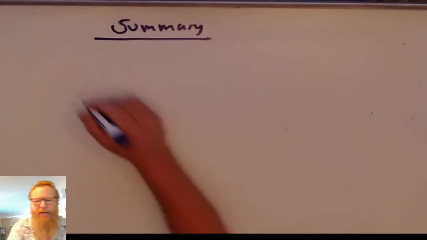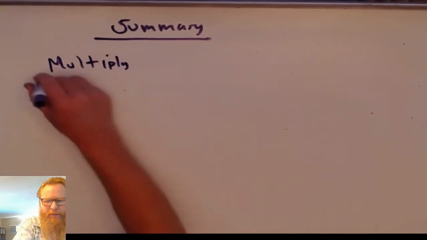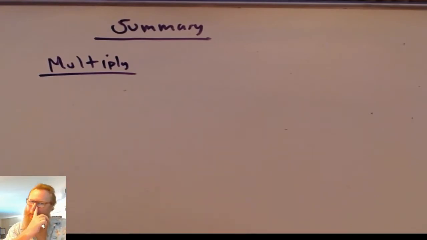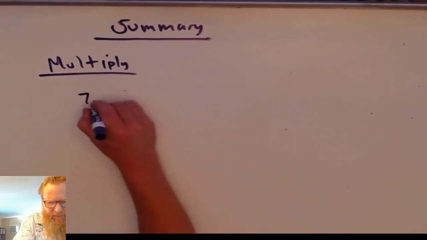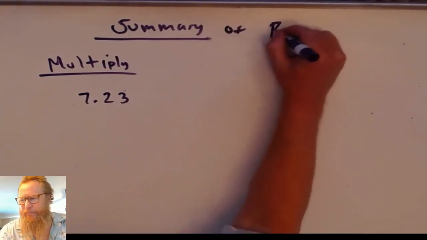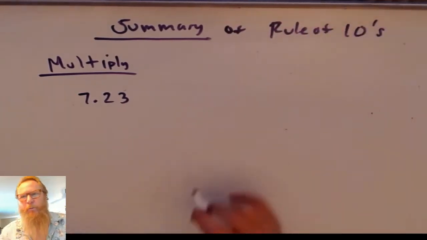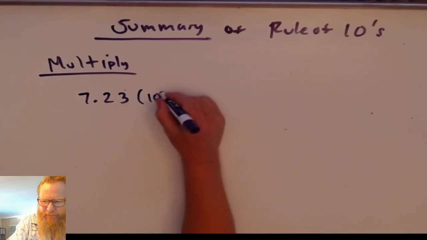So here's a summary. All right, let's start with multiplication. And let's just take a really simple problem and see if we can use that to straighten out what we're doing. So just pick a number, I don't know, 7.23. And I'm going to use the same number for all of these so that it hopefully will clarify what's going on. And it really doesn't matter what number we start with. It's all about the tens. Call this the rule of tens. Okay? So let's multiply. All right, we multiply by 10.